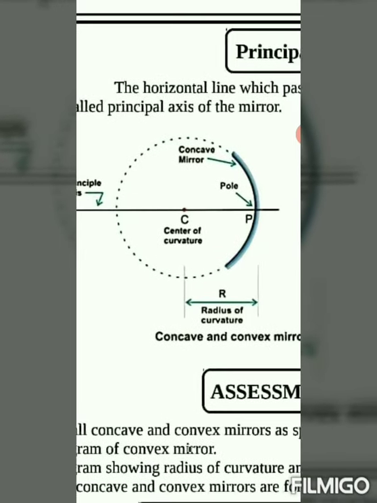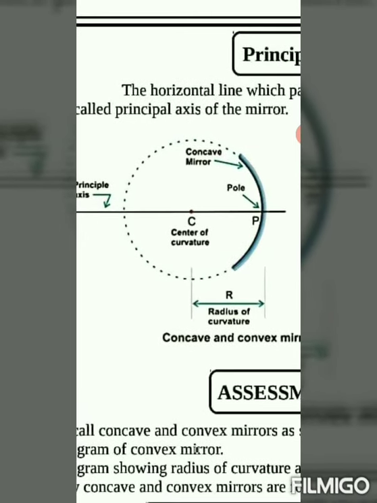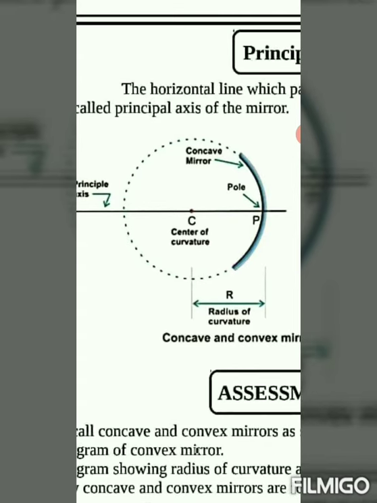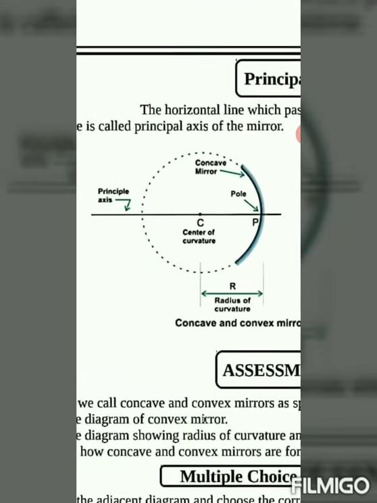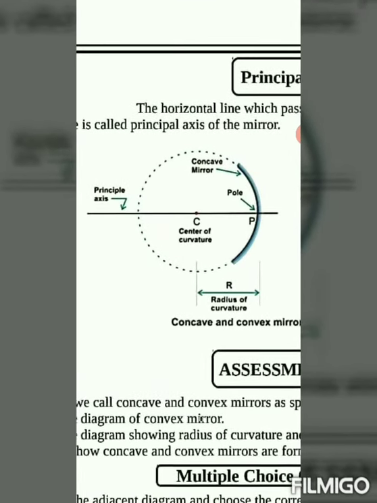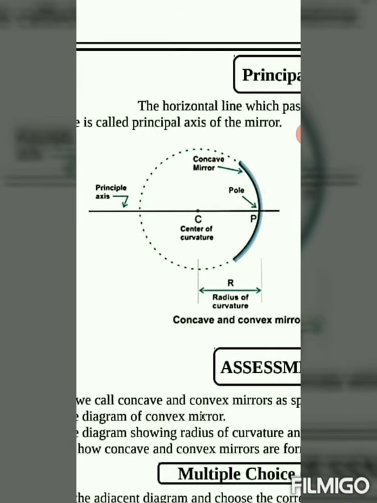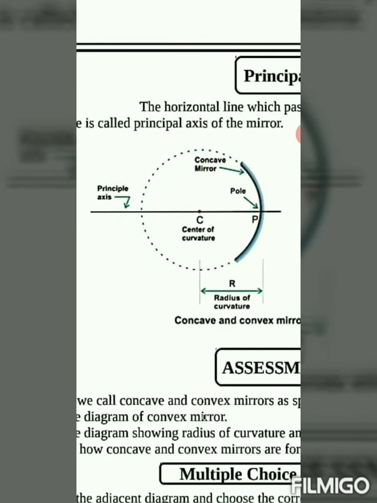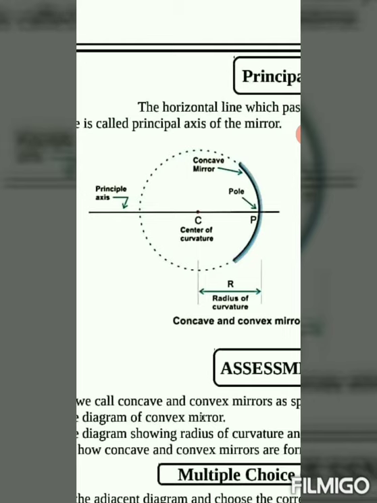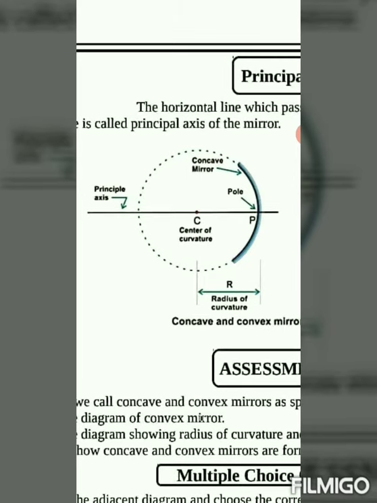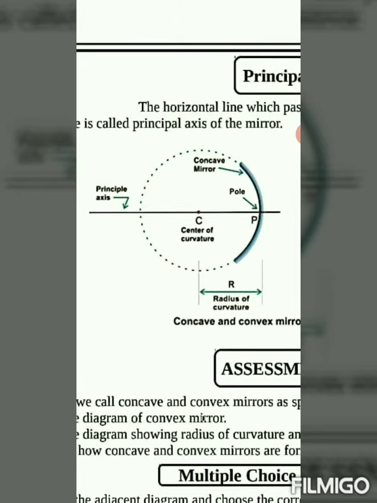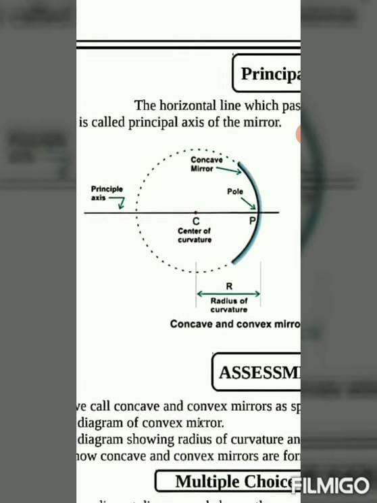Clear? In these diagrams what you are finding is a concave mirror, an arrow mark is there, the midpoint is the pole, and C is the center of curvature, and the big horizontal line, what is it? Principal axis. Told you already, the horizontal line which passes through the pole and center of curvature should be called the principal axis.